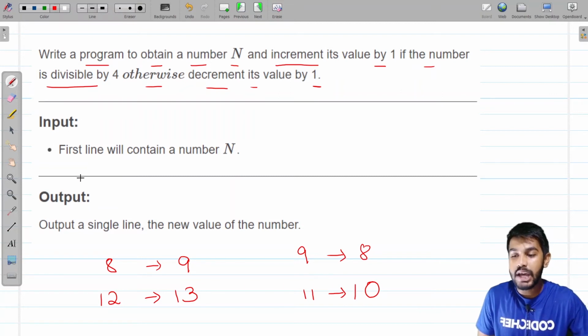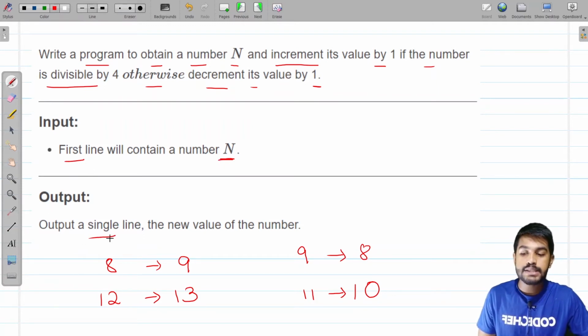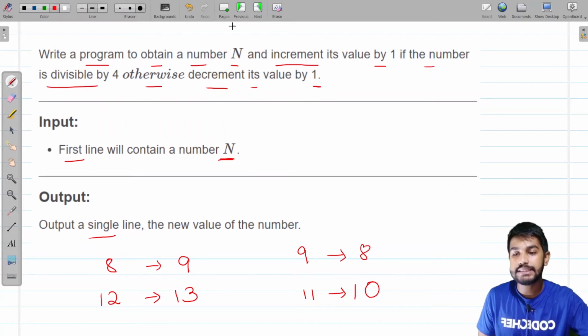Okay, now what is the input? Input would be the first line which will contain a number n and we need to output in a single line. What does output in a single line mean? We need to print in only one line. Okay, now let's move forward and see how we can implement this.